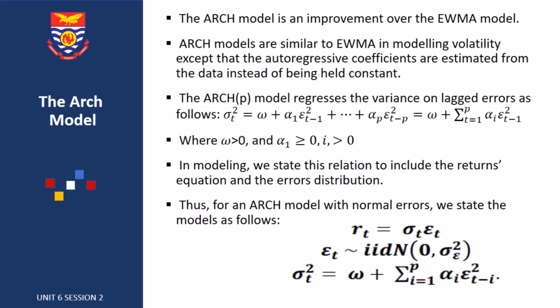So the ARCH model is similar to the exponential weighted moving average in modeling volatility, except that the autoregressive coefficients are estimated from the data instead of being held constant. So one will ask, what is the ARCH model? ARCH simply stands for autoregressive conditional heteroscedasticity.